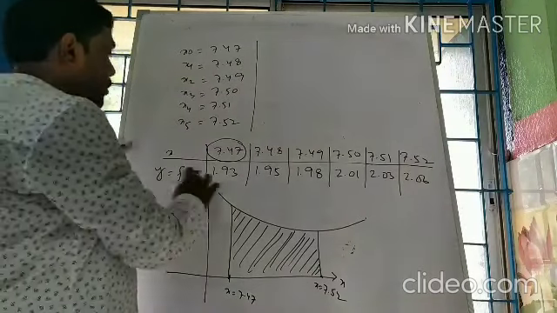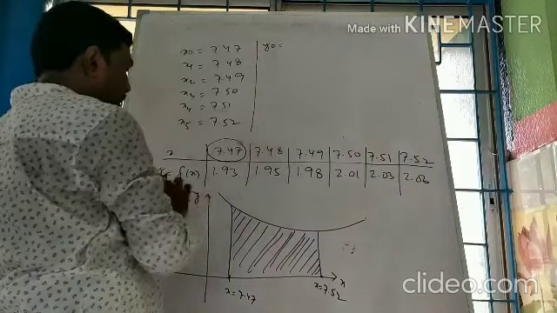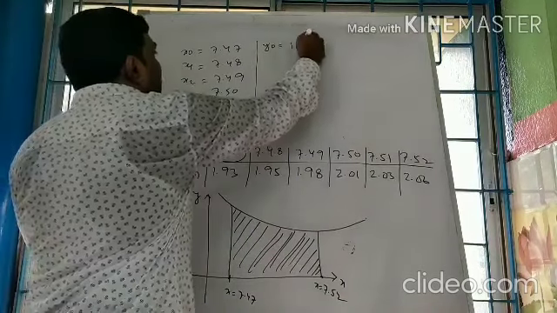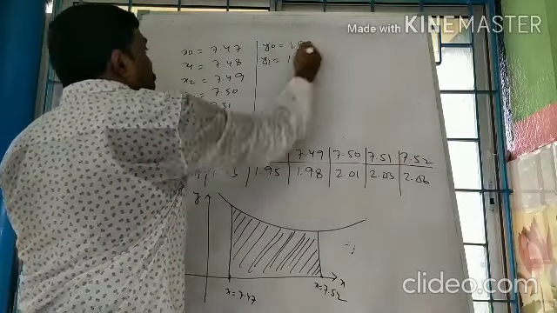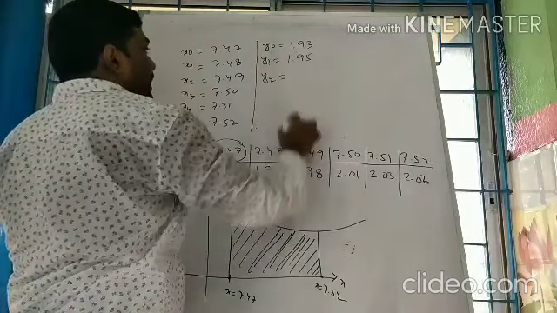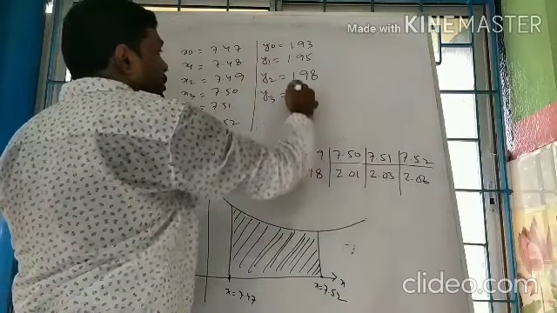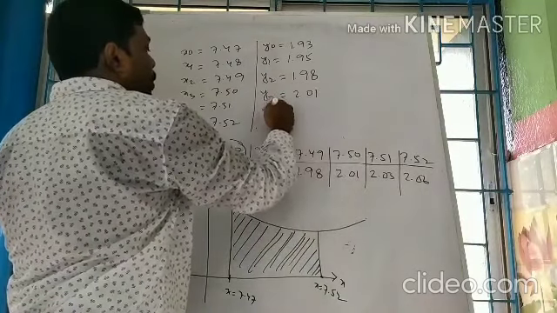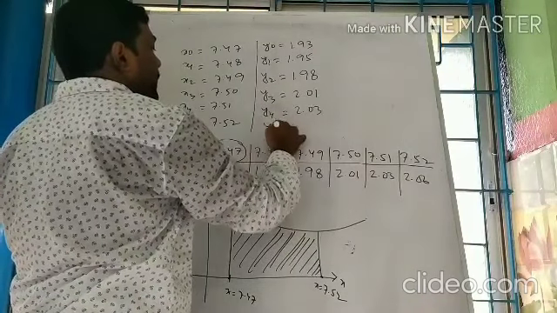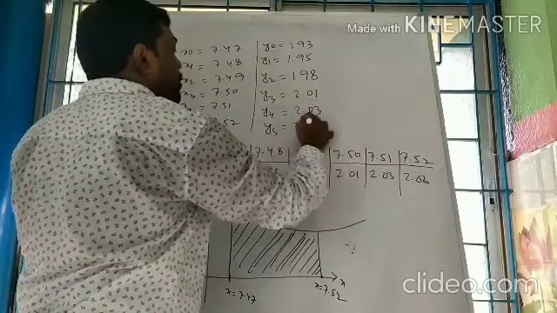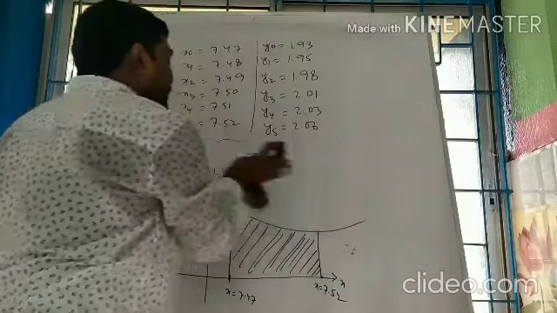Now y0, at the point x0 = 7.47, the y value is 1.93. y1 is 1.95, y2 is 1.98, y3 is 2.01, y4 is 2.03. Next, y5 is 2.06. Okay, this is given.